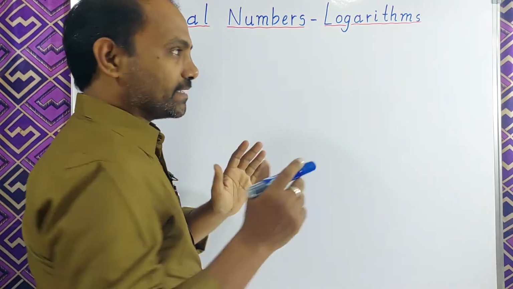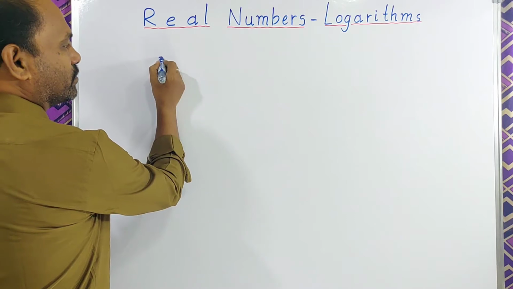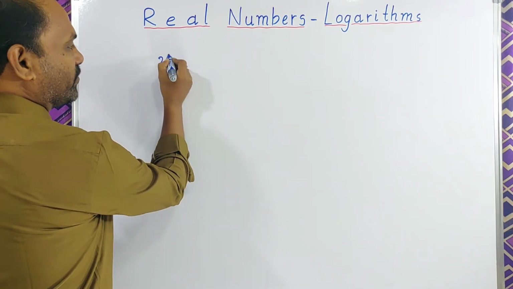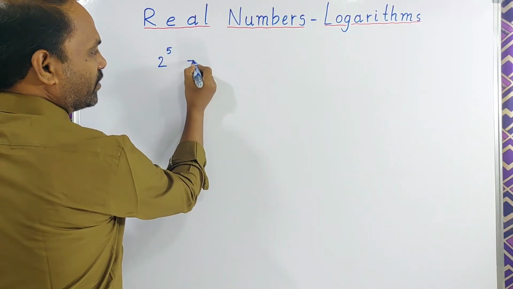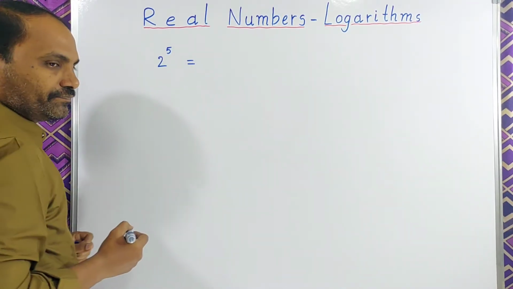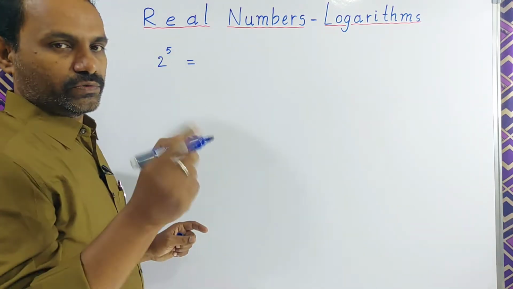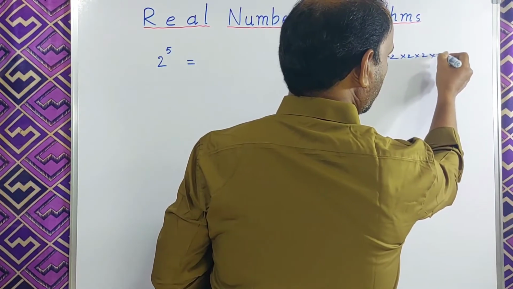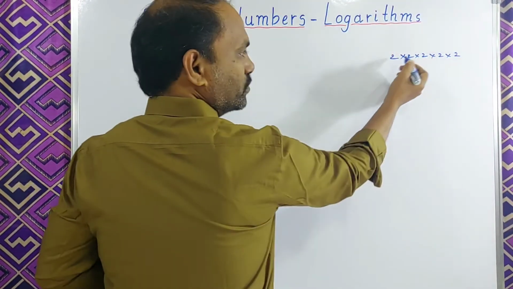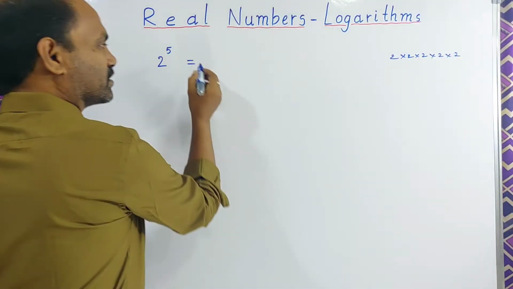I will write some exponential forms. For example, 2 power 5. What is the value of 2 power 5? 32, is it? 2 into 2 into 2 into 2 into 2. 2 2s are 4, 4 2s are 8, 8 2s are 16, 16 2s are 32.